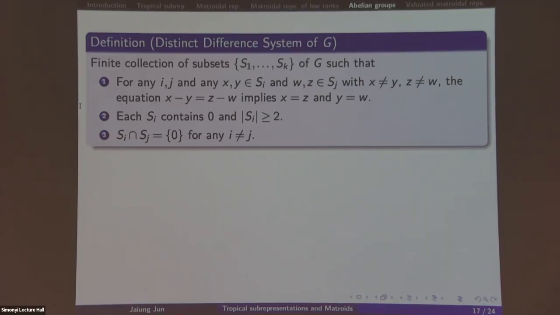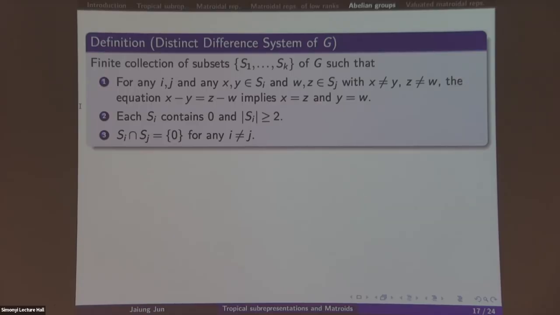So we introduced what's called a distinct difference system of an abelian group G. This is just a finite collection of subsets which satisfy conditions 1, 2, and 3. Conditions 2 and 3 are pretty straightforward: if you have two different subsets, then they should only overlap at 0, and they should contain at least 2 elements. The first condition says that if you have the same difference, then you should have the same pair. I don't know about applications of that. After we found this definition, we thought that it looks quite natural.